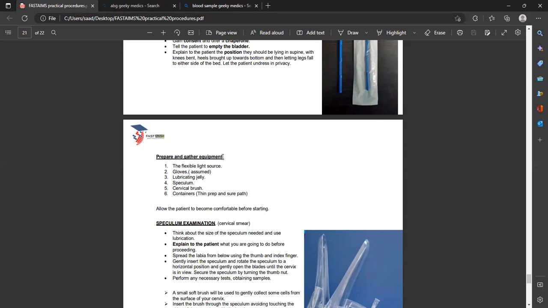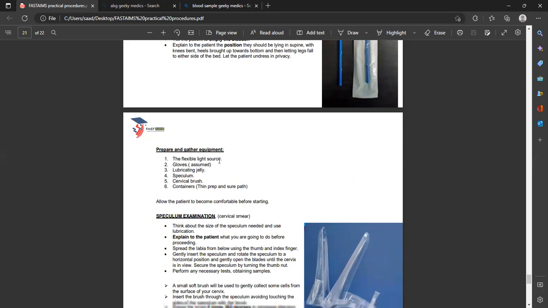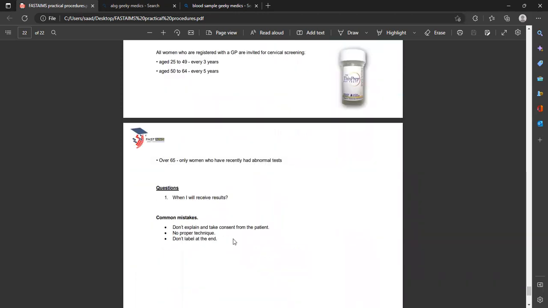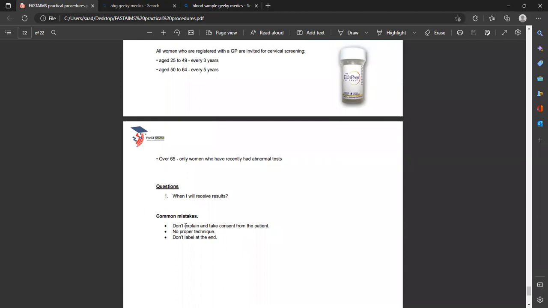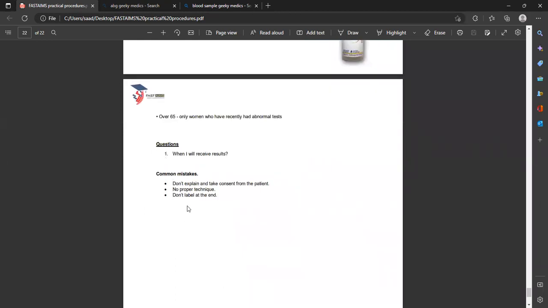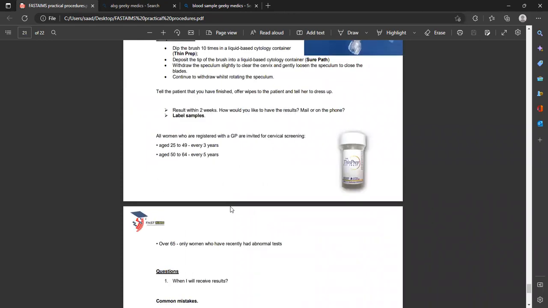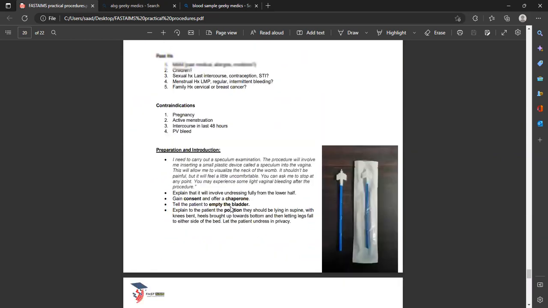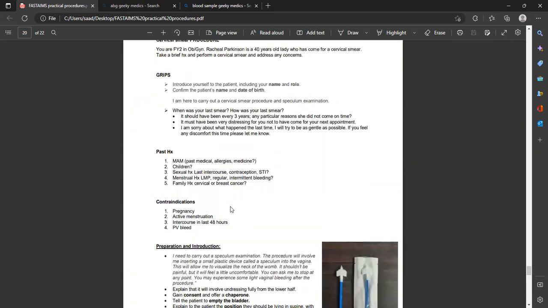You have to rule out all the contraindications while asking past medical history. Then you have to perform the speculum examination. At the end, when I receive the results of the question, there might be certain questions and their common mistakes: not explaining and taking consent from the patient, no proper technique, and not labelling at the end. Remember, you have to do all these steps to get maximum marks. Always show that you are a safe doctor and a kind doctor.